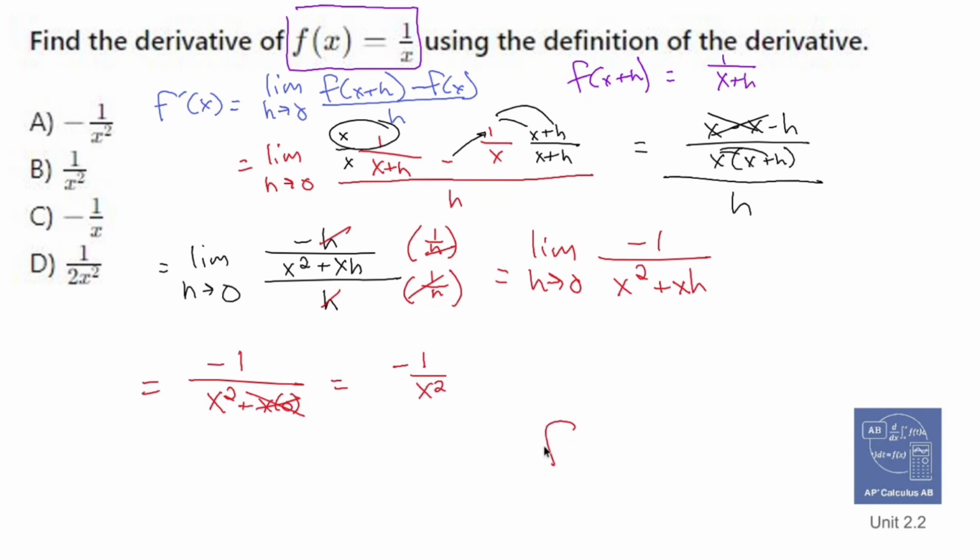So let me write it out. F prime of x equals, let me pull that 1 completely out, negative 1 over x squared, which in this case is going to be a.